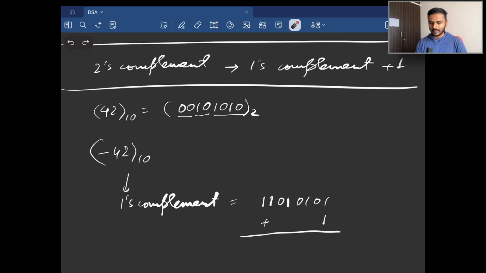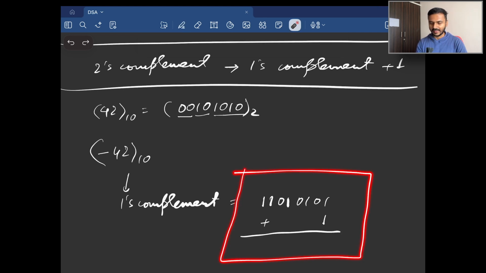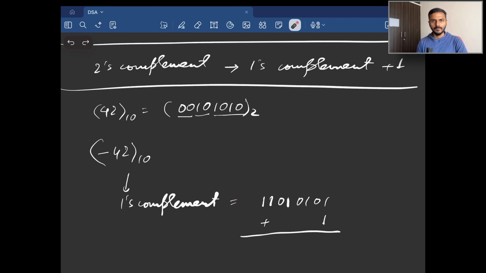So let's do that. Now, if you're not familiar with binary addition, which is what we're going to do now, I've covered that in one of the previous videos. I've put the link to that video in the card, which is popping up right now. If you want to understand how binary addition is done, please watch that video.